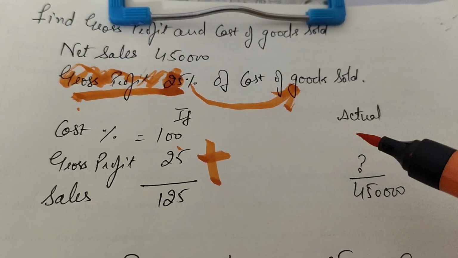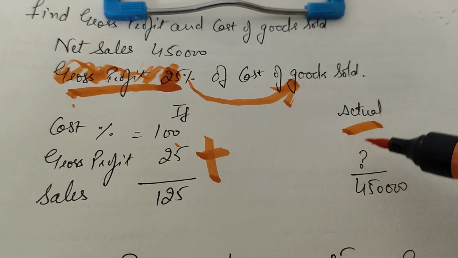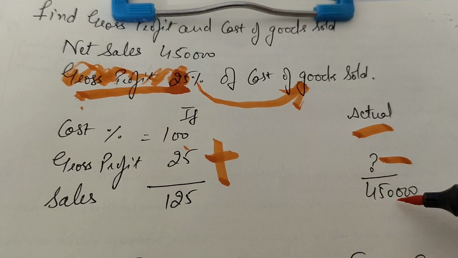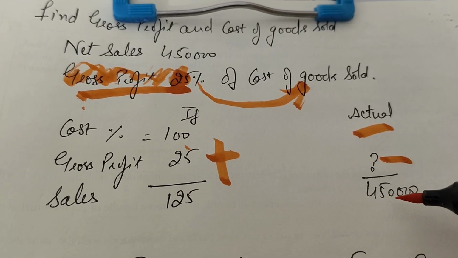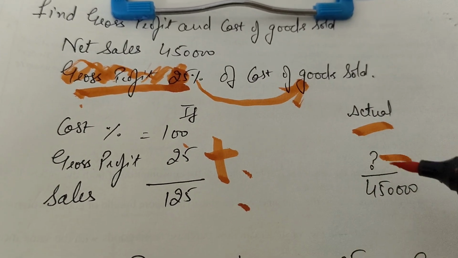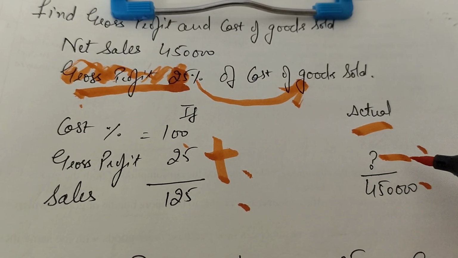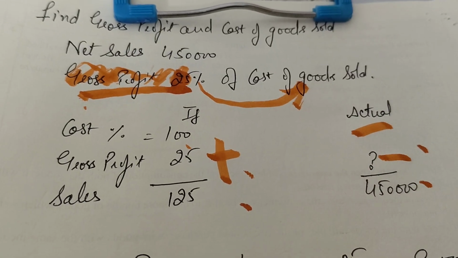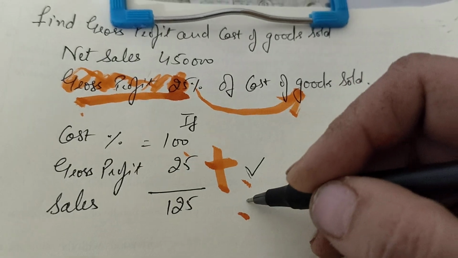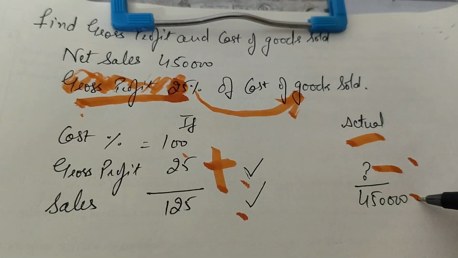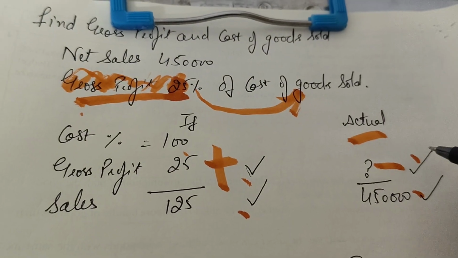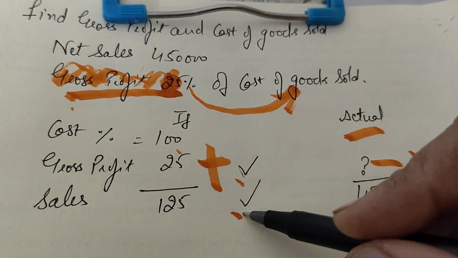What is the actual value? We don't have cost, we don't have GP, we have only the value of the sales, that is 4,50,000. Now from your previous classes you very well know, if for the given values one value is missing, we can calculate it from here. If I take GP as 25, sales as 125 and actual sales as 4,50,000, and I want to calculate my actual GP, how can we do this? That is by cross multiplying.